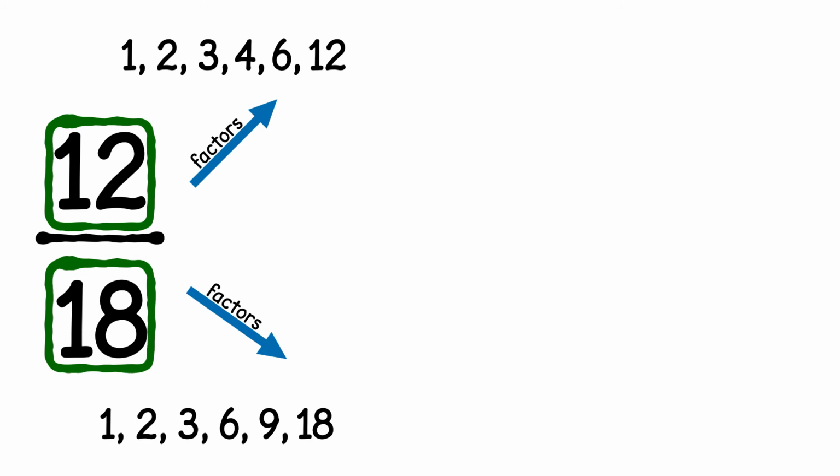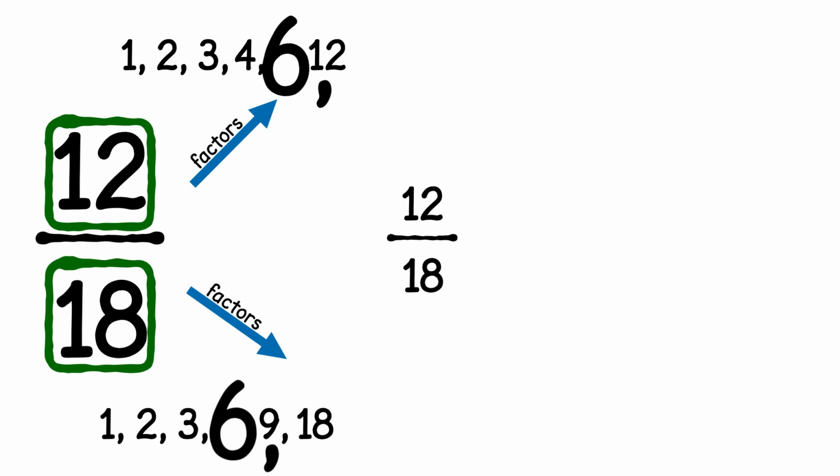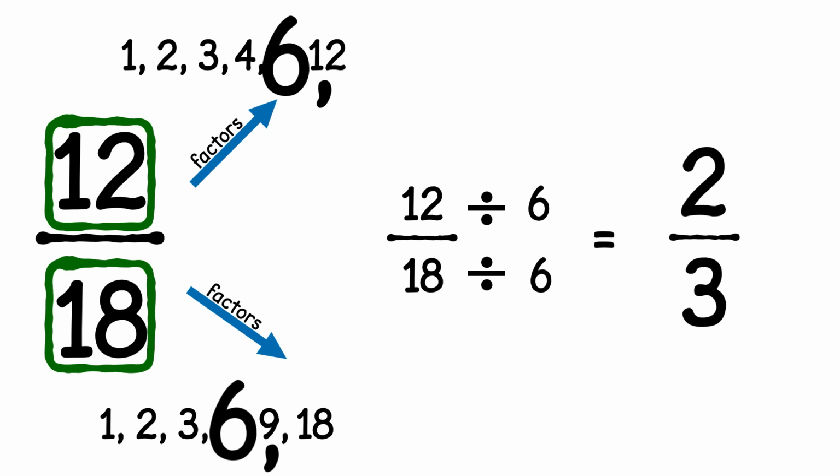Next, we find the highest common factor, the highest number common to both factor lists. In this case, it is 6. Now we divide both the numerator and the denominator by 6. 12 divided by 6 is 2. And 18 divided by 6 is 3. So 12/18 simplifies to 2/3.